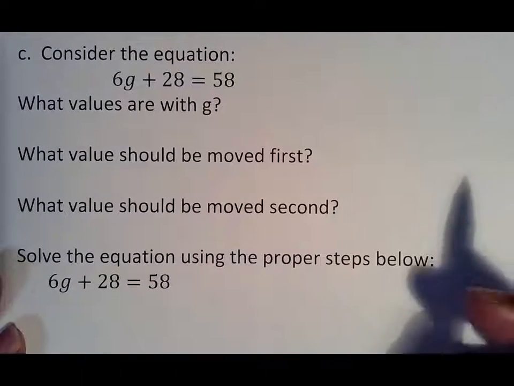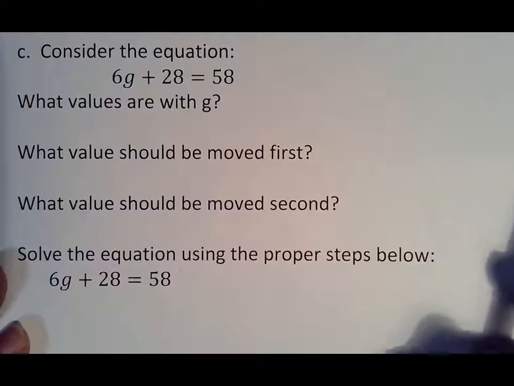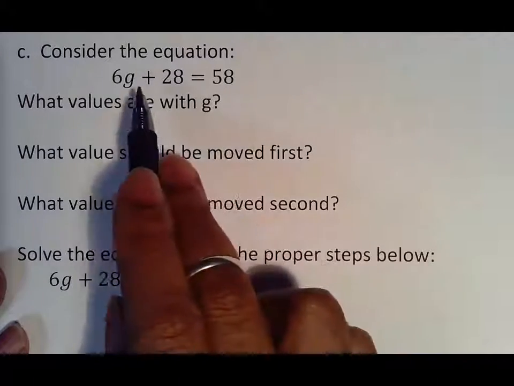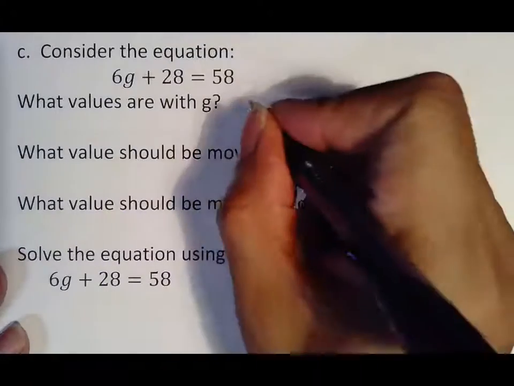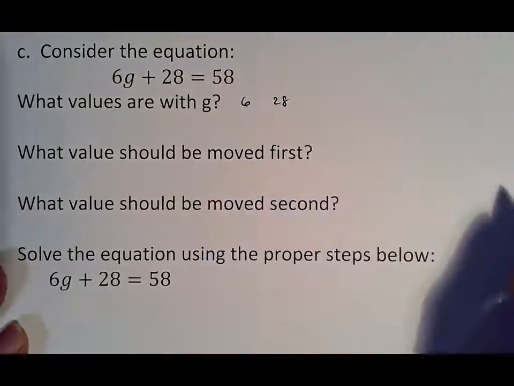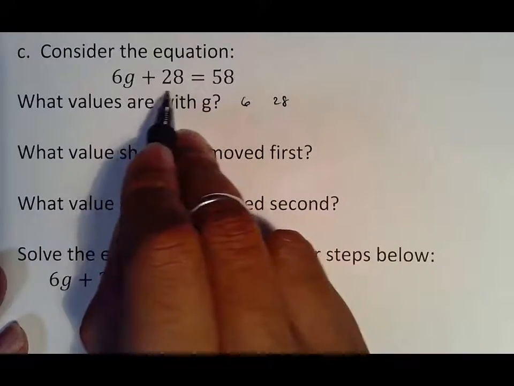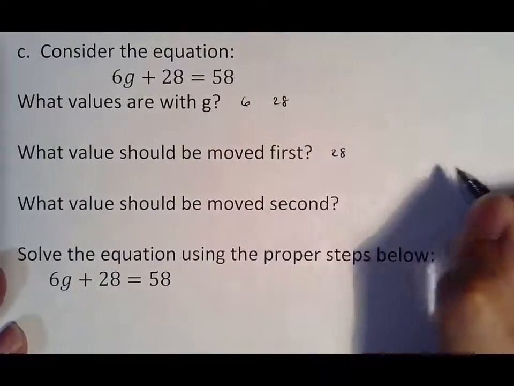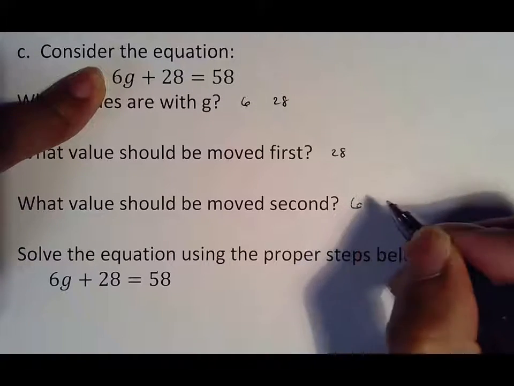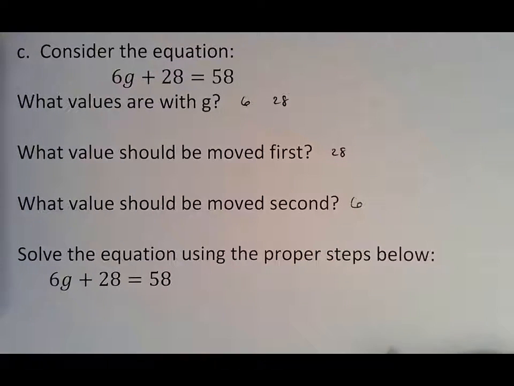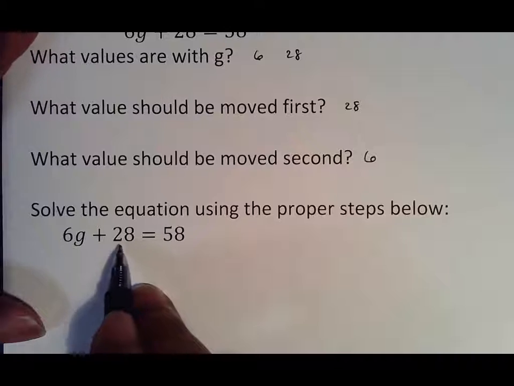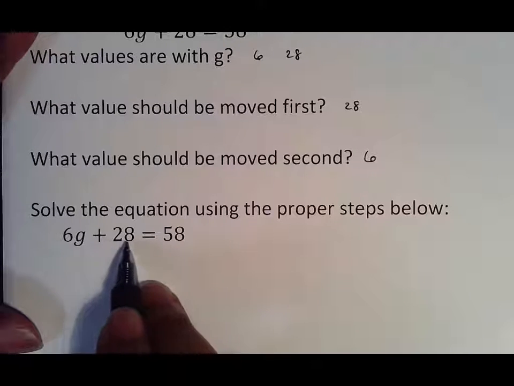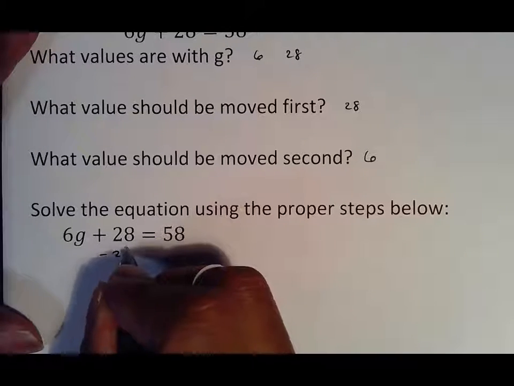So it's a similar thing. You just got to make sure you actually solve it. So it says what values are with g, so you've got to be able to recognize that 6 and 28 are both with g. The value that should be moved first in this case is going to be the one that is added. The value that should be moved second is the value that's right next to it. So when you go to solve that, if 28 must go first, how do you move the 28? If it's plus 28, that would be by subtracting 28.